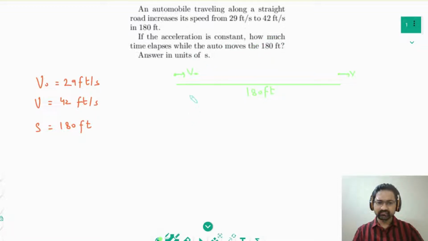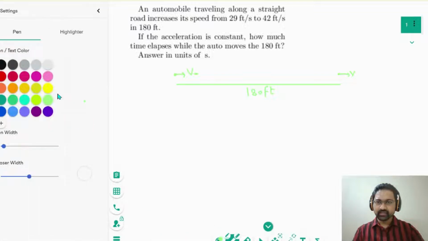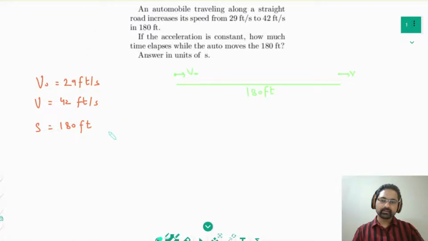Before we can find the time, we need to get the acceleration, and to get the acceleration, we have to use the third equation of motion, because the third equation of motion says that V square is V naught square plus 2as. We have V, which is 42, so we have 42 square. We have V naught, which is 29 square, and then we have 2 times A, which is unknown, times the S, which is the displacement, which is 180.